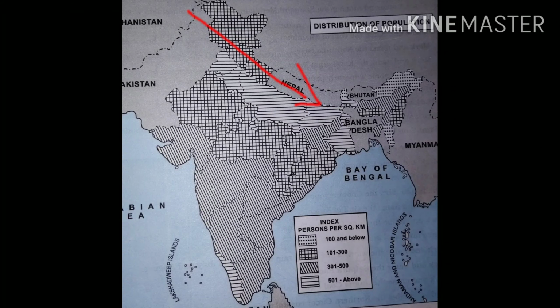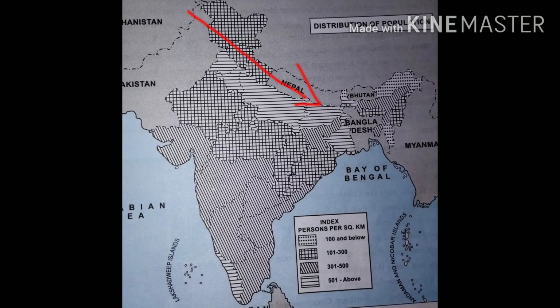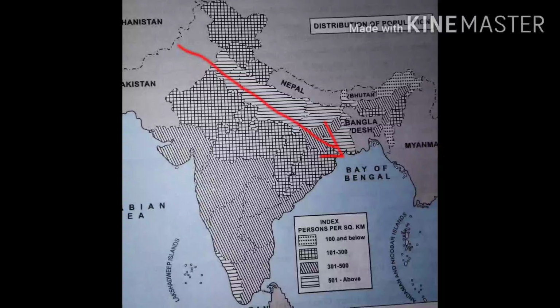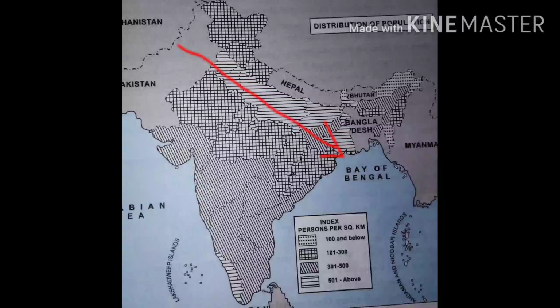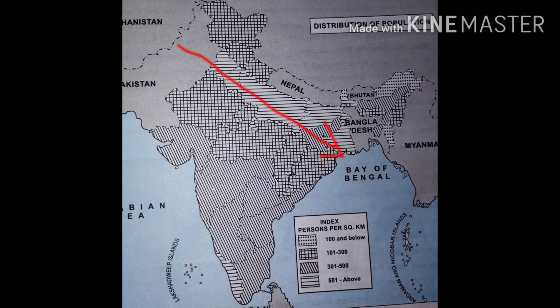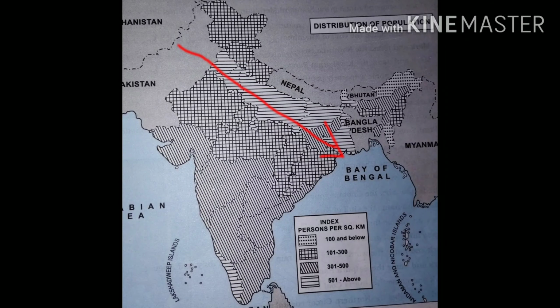This inclined line has lower population density, and the reason behind the lower population density is the mountainous terrain of this region. Now I am drawing another inclined line. This inclined line includes the states of Punjab, Haryana, Uttar Pradesh, Bihar and West Bengal. And this line has a very high population density. The density of the population is above 500.